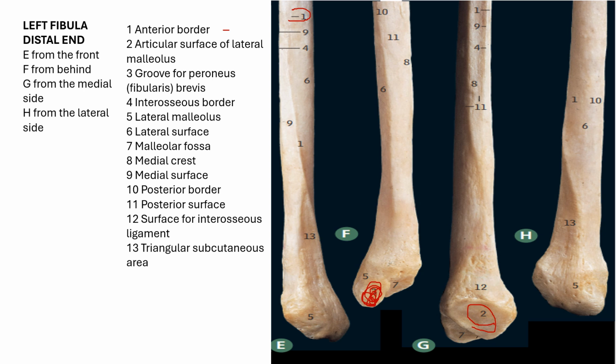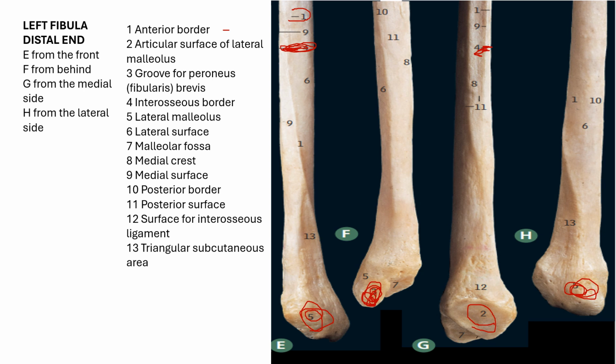Fourth one is the interosseous border. Interosseous border we will find in the anterior surfaces, and along with that we will find it on the medial surfaces. Fifth one is the lateral malleolus. So we will see it at the completely distal end. We will find that this is the distal end of the fibula. So this is the structure of the lateral malleolus.